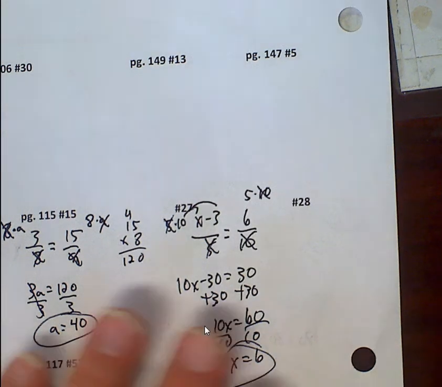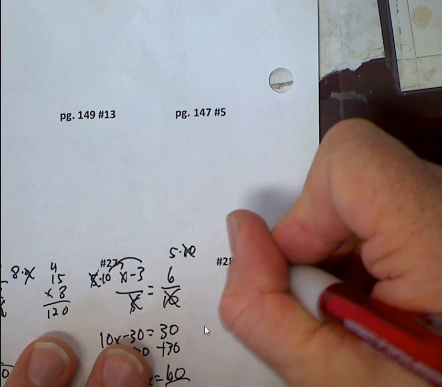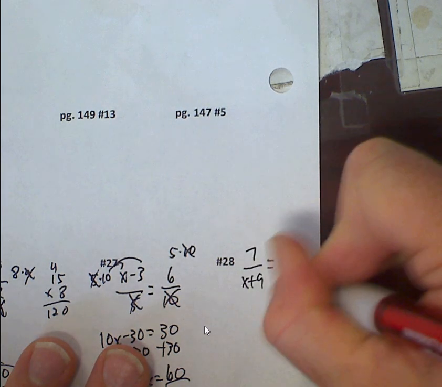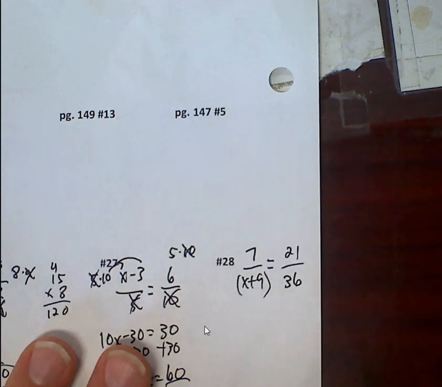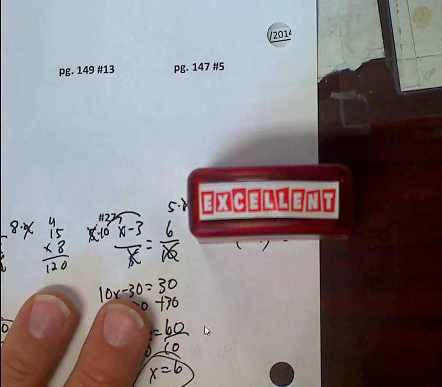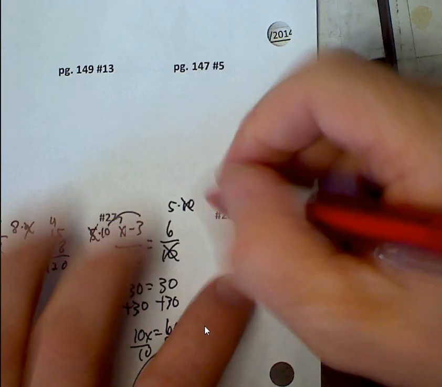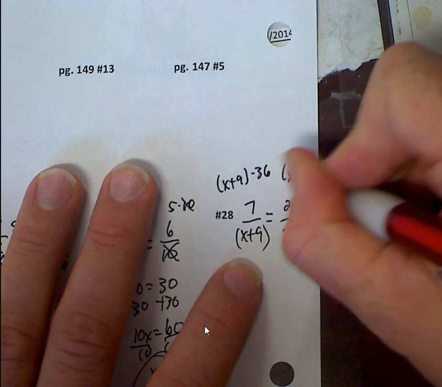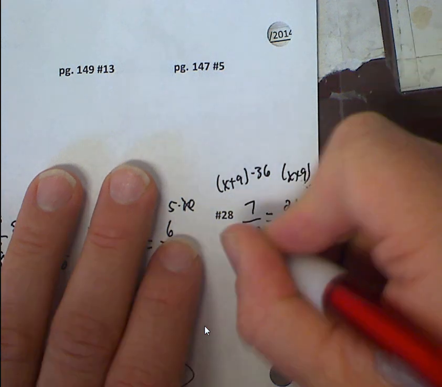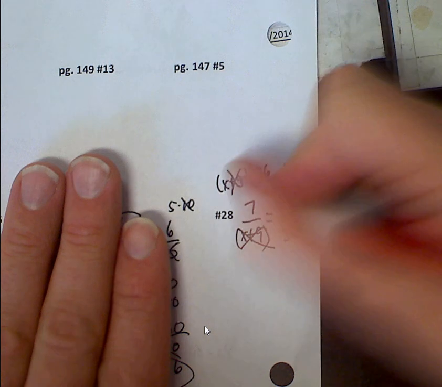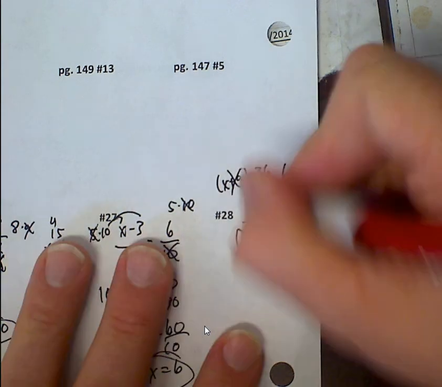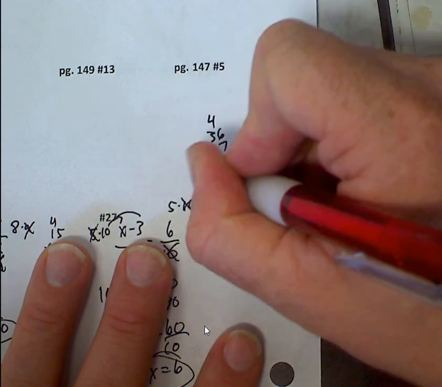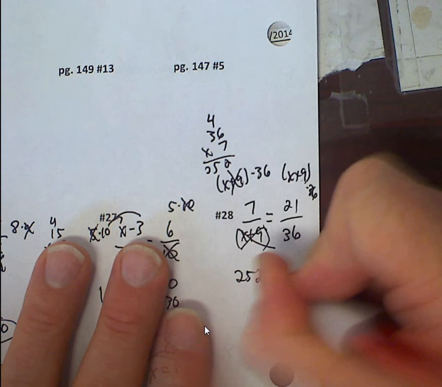Number 28 has 7 over x plus 9 equals 21 over 36. Go ahead and pause the video and see if you can do this one. I'm going to multiply by x plus 9 times 36. The x plus 9 will cancel on the left side, so 36 times 7 is 252.